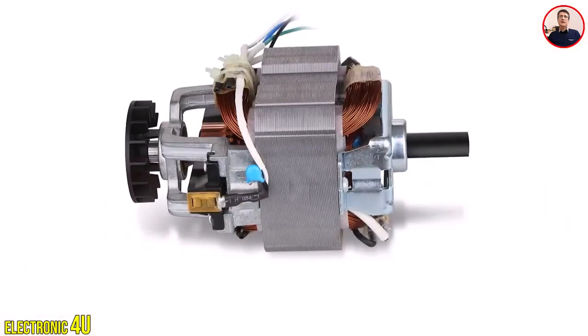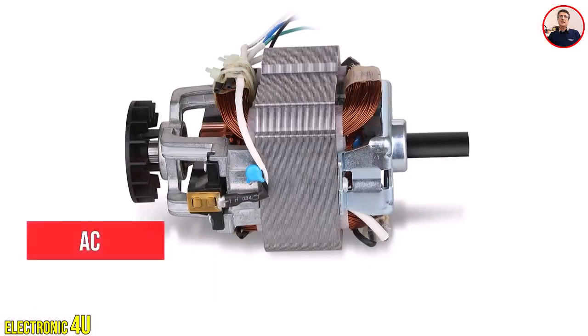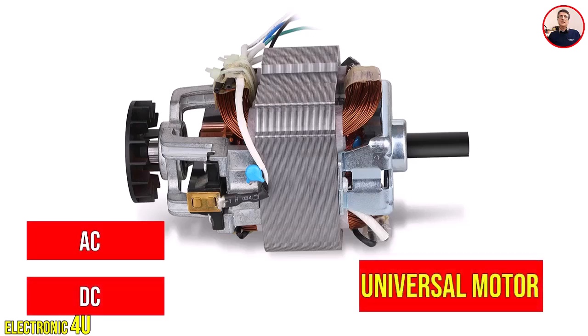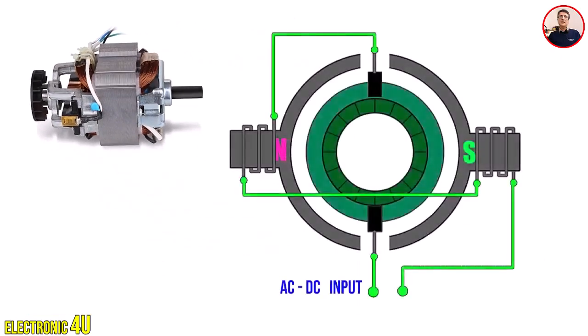Okay, what is a universal motor? A universal motor is a type of series electric motor that can run on both alternating current and direct current. That's why it's called universal, or in other words, all-purpose. In this motor, the stator windings and the rotor windings are connected in series.